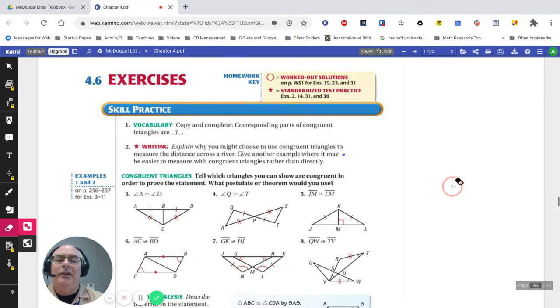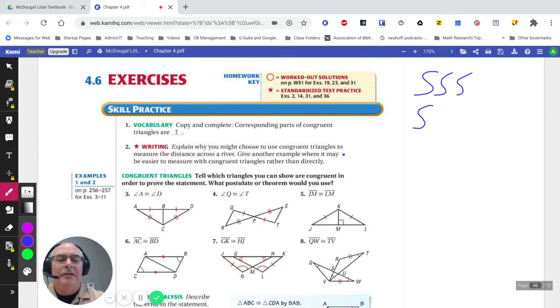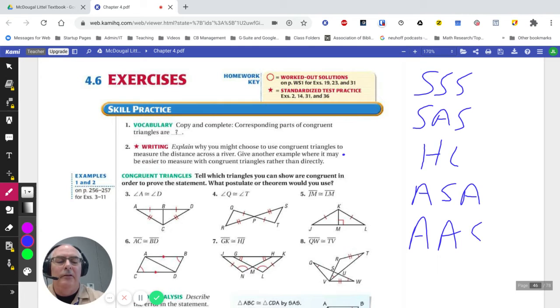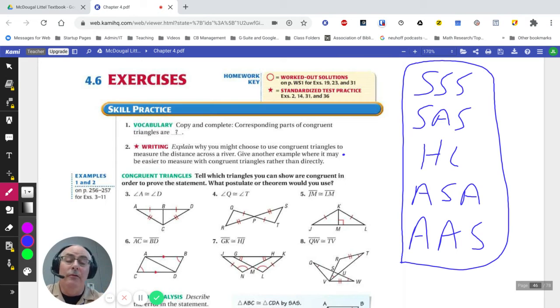So this is the last lesson in chapter 4. And again, it's going to be a culmination of how to evaluate and use side, side, side; side, angle, side; hypotenuse leg; angle, side, angle; and angle, angle, side. So I've got those 5 tools to work with to either help me prove that two triangles are actually going to be congruent, or I can be told that they're congruent, and then I can find the corresponding sides in order to solve for maybe the length of a side or the measurement of an angle.